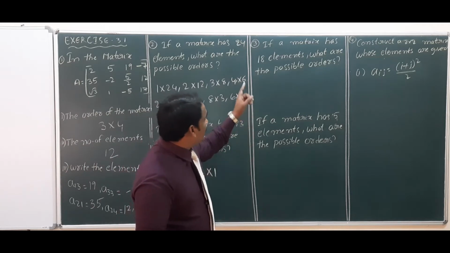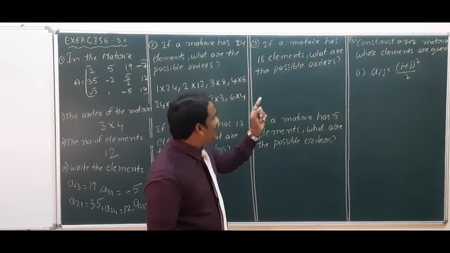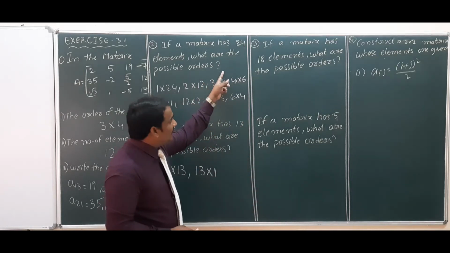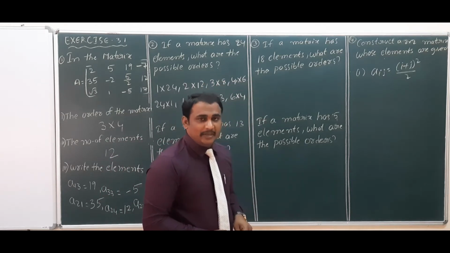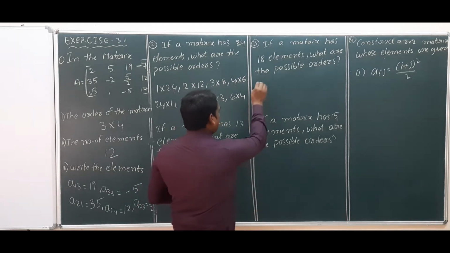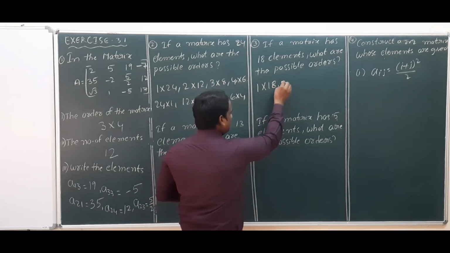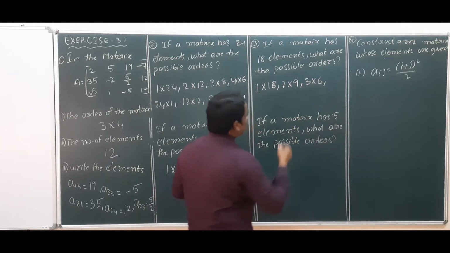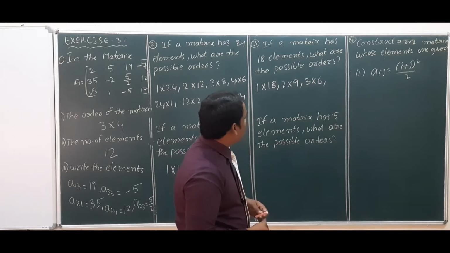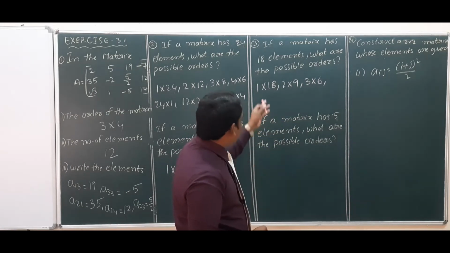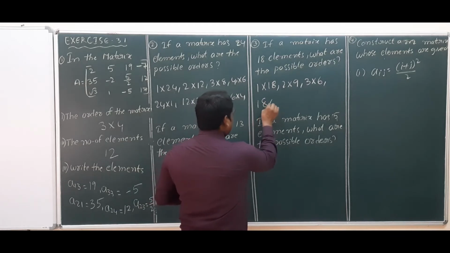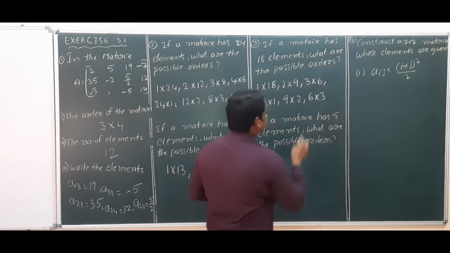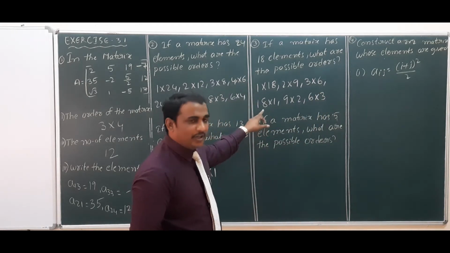Next question, third question. If a matrix has 18 elements, what are the possible orders? Same as with 24 elements, you have to find the factors of 18. What are the factors of 18? 1 by 18, next 2 by 9, next 3 by 6, next 4 is not used. Are there any other possibilities? Other possibilities are not there. Again you can write the reverse: 18 by 1, 9 by 2, 6 by 3. Total you have 6 possibilities.